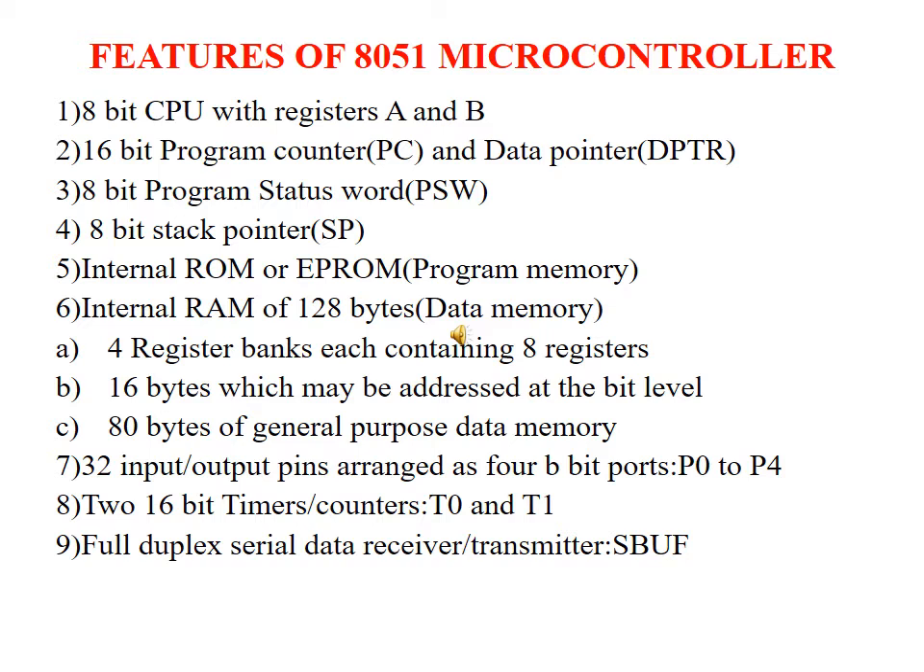Fifth feature is that it has 4 kilobytes of internal ROM and 128 bytes of internal RAM memory. This 128 bytes of internal RAM memory, we are going to classify into 3 categories. First, 4 register banks, each containing 8 registers. The second is 16 bytes, which may be addressed at the bit level or at the byte level. Third, 80 bytes, which are used as general purpose data memory.